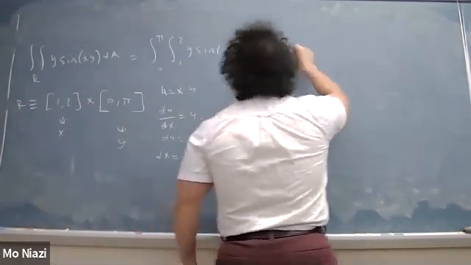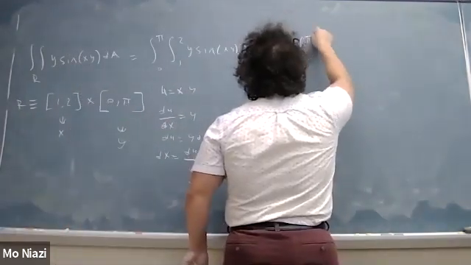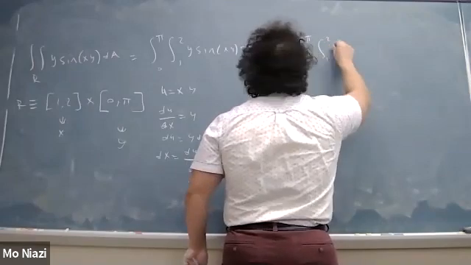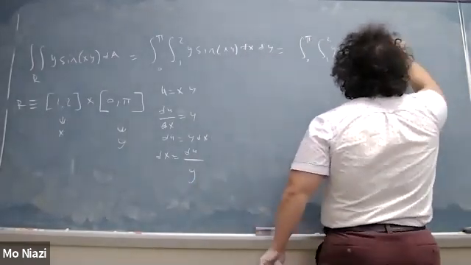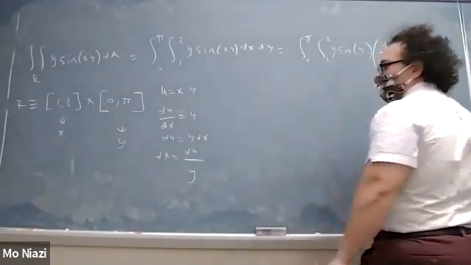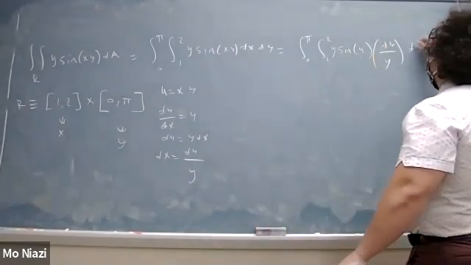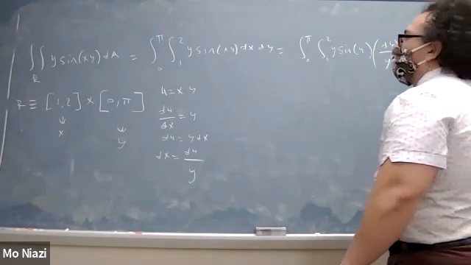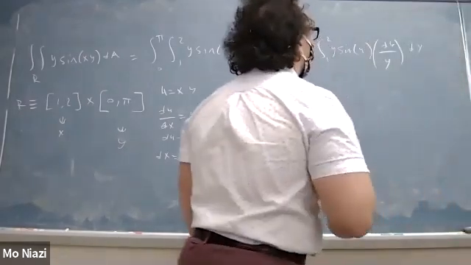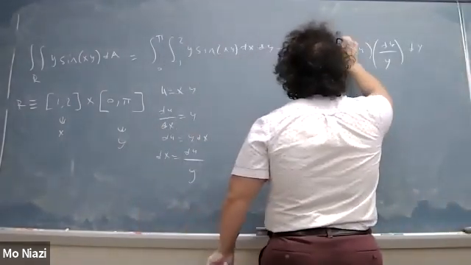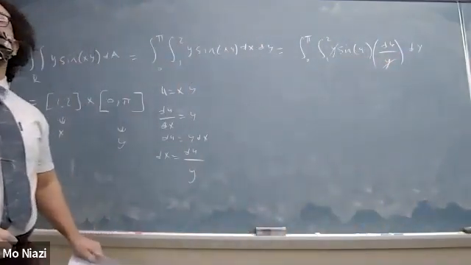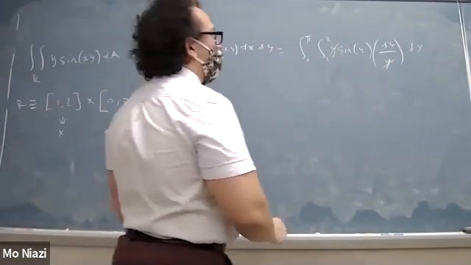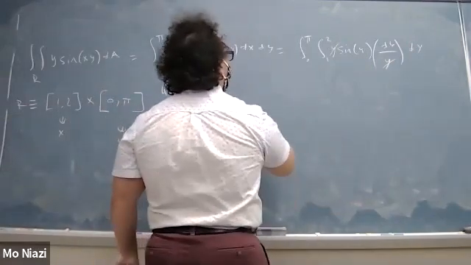So then this can be replaced by the integral from 0 to pi, integral from 1 to 2, of y sine of u times du over y, dy. Notice that these y's now beautifully cancel. It's a good thing we chose to do u substitution. All right, now it's just the integral of sine of u du.